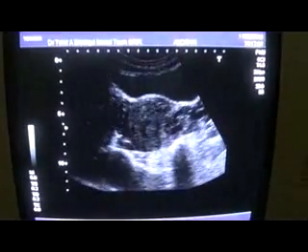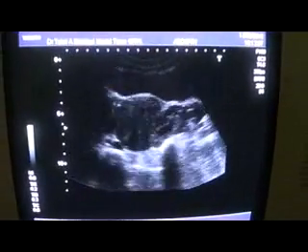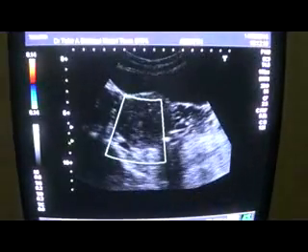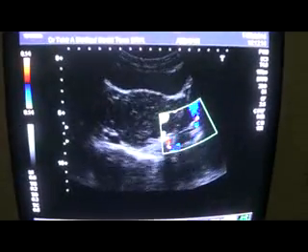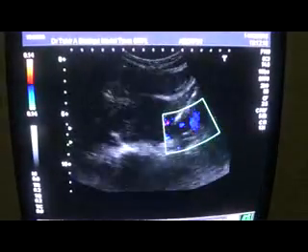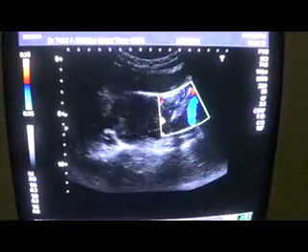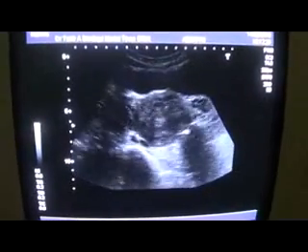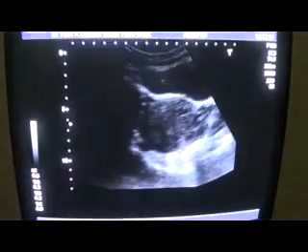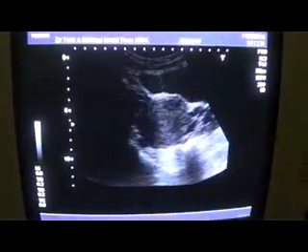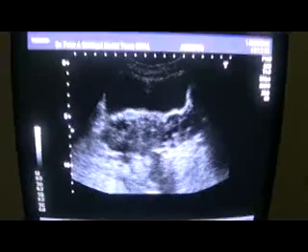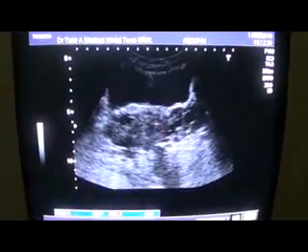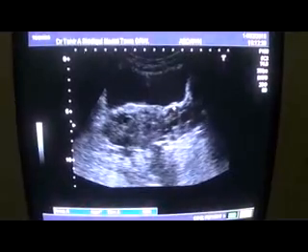Now this is the left ovary. These are the vessels. And these are the iliac vessels. The ovary on the left side. Let me make it clear. Yeah, this one. This is the left-sided ovary with follicles within it.